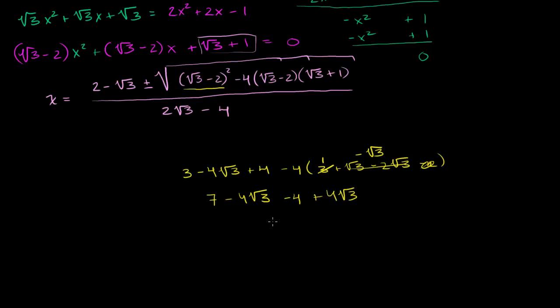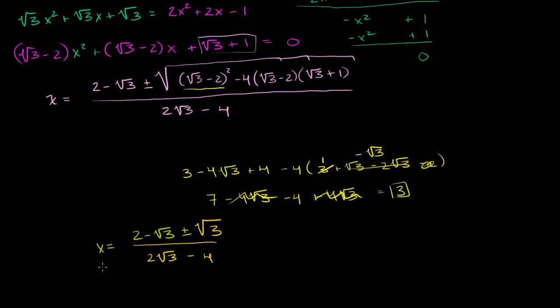And thank God, something has finally simplified here. That cancels out with that. And so you have 7 minus 4 is equal to 3. So the whole thing under the radical sign is a square root of 3. So then this becomes our potential values for x. X is equal to 2 minus the square root of 3 plus or minus the square root of this thing, which simplified to the square root of 3 times the square root of 3. All of that over 2 square roots of 3 minus 4.